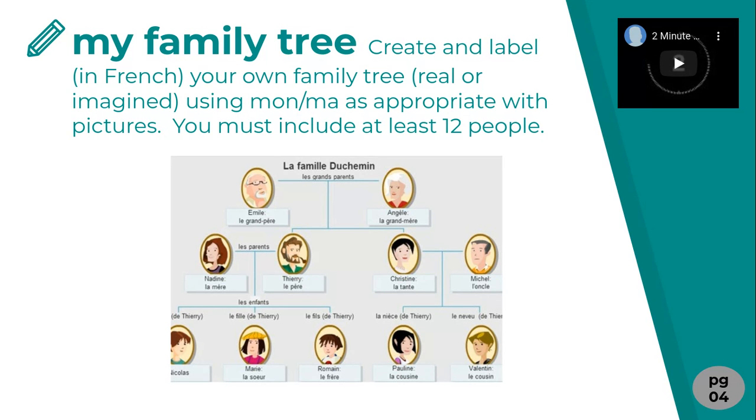Okay, so again, page 4, you're creating and labeling in French your own family tree. It can be your real family tree or it can be an imaginary family tree. And then we're going to use mon or ma with the pictures. So like mon grand-père, ma grand-mère, mon père, ma mère, etc. You should have at least 12 people.